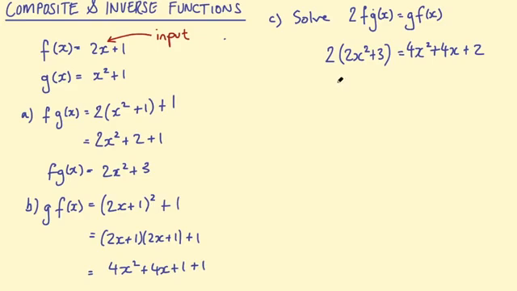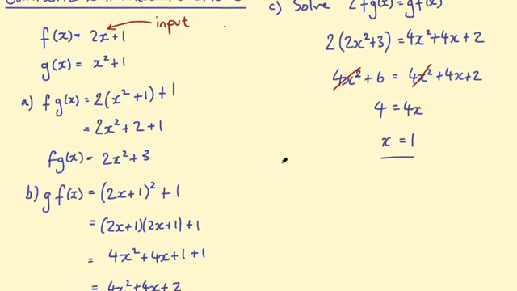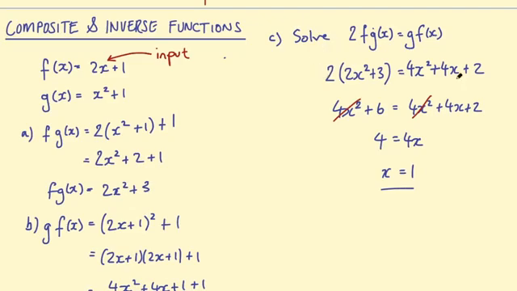So expand these brackets out first. This is going to be 4x squared plus 6 equals 4x squared plus 4x plus 2. We have 4x squared on both sides, so if we subtract them, they will cancel out. And then perhaps you could subtract 2 from the left hand side, so we get 4 equal to 4x, and then divide by 4, so what we're going to end up with is x equal to 1. And if you want to check that, substitute that into the original equation and you would find that that's the answer.